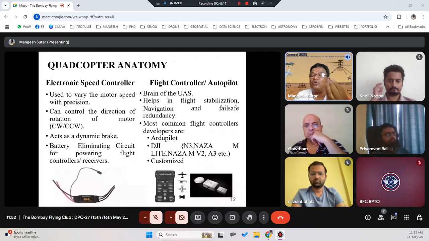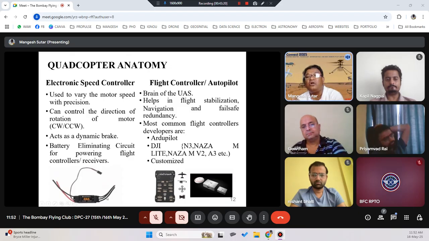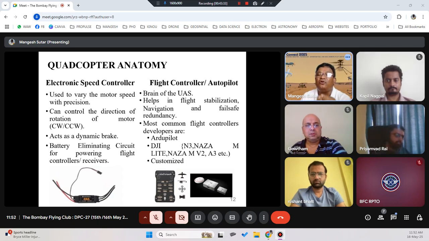Like, अगर आपके पास clockwise नहीं है तो मैं counterclockwise use कर सकता हूँ, by changing the ESC cables. That is possible, but it is not advisable in enterprise drones. In smaller drones, fun drones, toy drones, we can do it because they use very low quality motors. There is no motor designed for toy drones which is specific for direction.